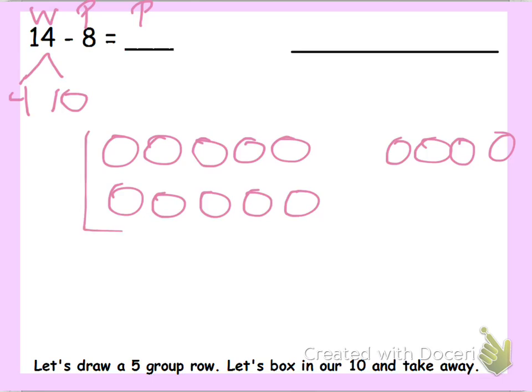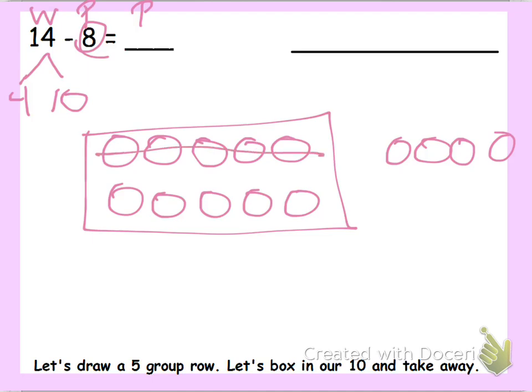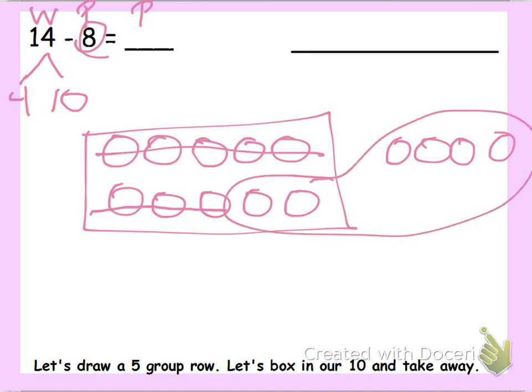I'm going to box in 10. Then I'm going to take 8, which is how many it says, taking the numbers in it. It's 8 from 10. So 5, 6, 7, 8. Now I'm going to circle what's left. Now I have 2 inside the box plus 4 outside the box.